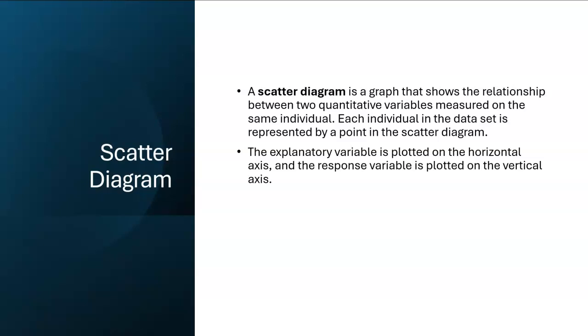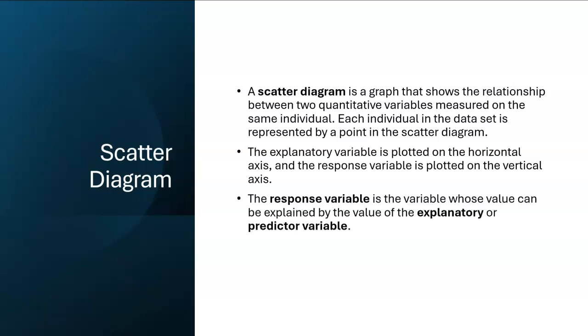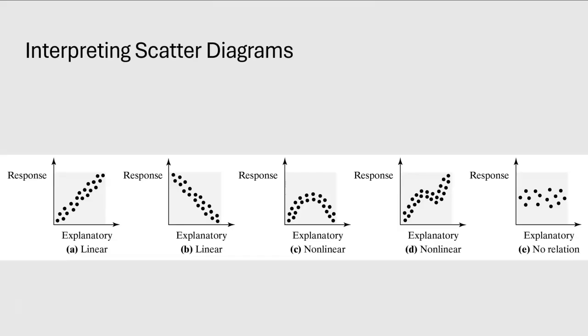The explanatory variable is typically plotted on the horizontal axis and the response variable is plotted on the vertical axis. So recall what the explanatory and response variables are. The response variable is the variable whose value can be explained by the value of the explanatory or predictor variable. And so these are examples of scatter diagrams.